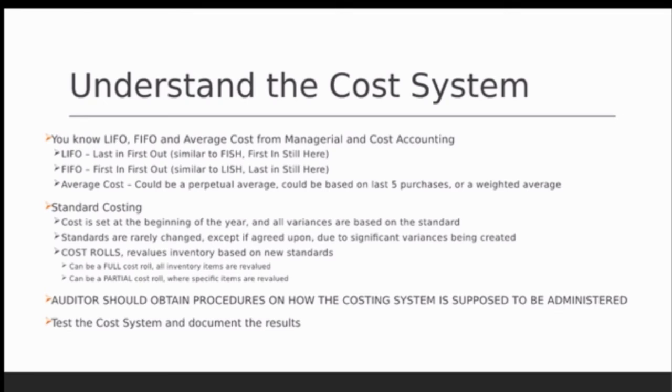So cost roll is probably a term that you haven't heard much, but that's something, if you get into the manufacturing area, you're going to hear quite a bit related to the standards. And then an auditor should obtain the procedures and how that costing system is supposed to work and how it's supposed to be administered, how it's supposed to be updated. And that's important for the auditor to know. And then we're going to test that cost system and then document the results.